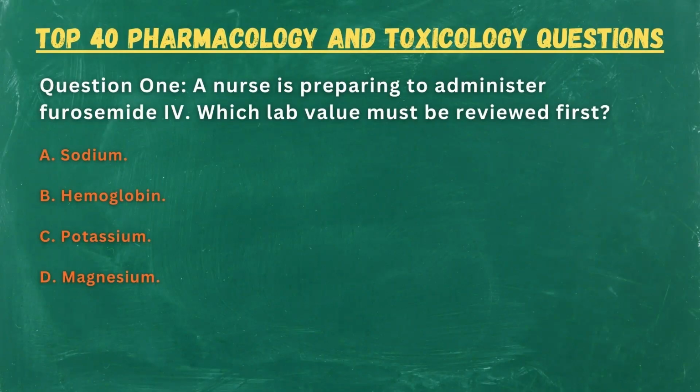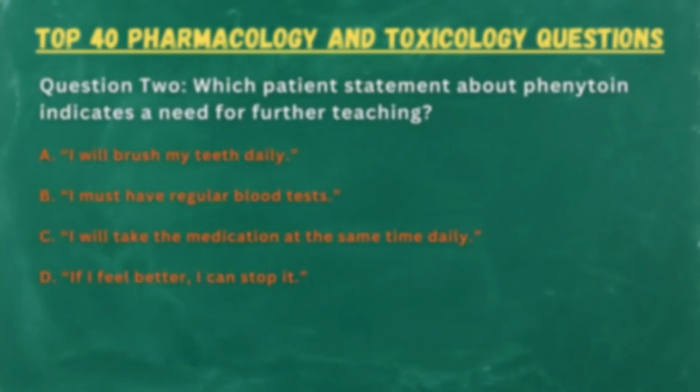Question 1. A nurse is preparing to administer furosemide. Which lab value must be reviewed first? A. Sodium. B. Hemoglobin. C. Potassium. D. Magnesium. Answer: C. Potassium.